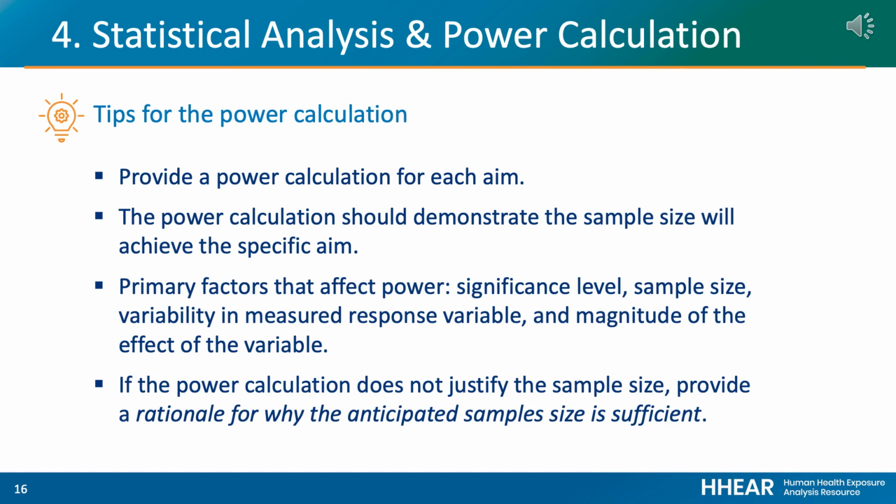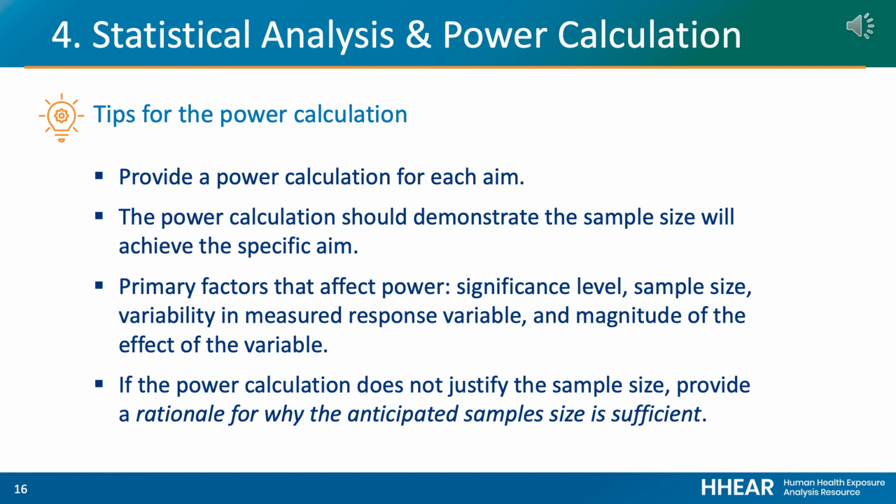The power calculation is critical to the evaluation of your application. It should answer the question, do you have a sufficient number of samples to achieve your specific aims? Note that primary factors that affect power are significance level, sample size, variability in measured response variables, and the magnitude of the effect of the variable. If the power calculation does not justify the sample size, you must indicate a rationale for why the anticipated sample size is sufficient.